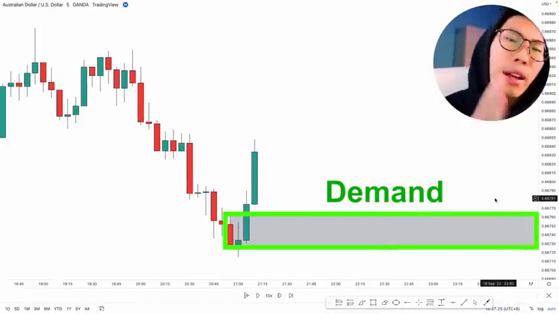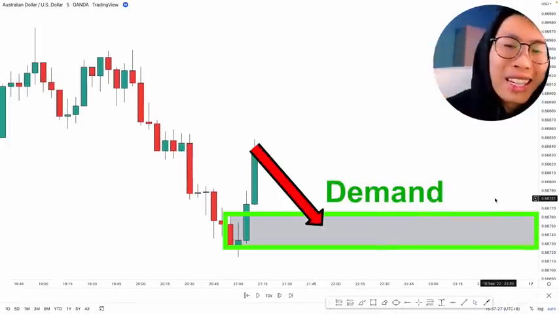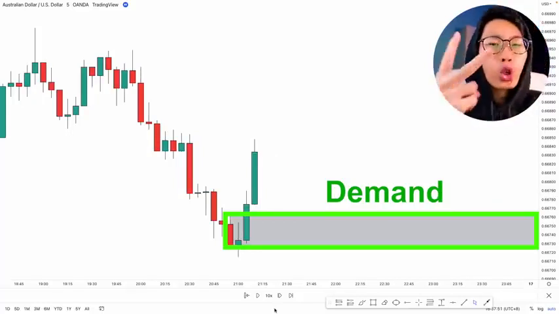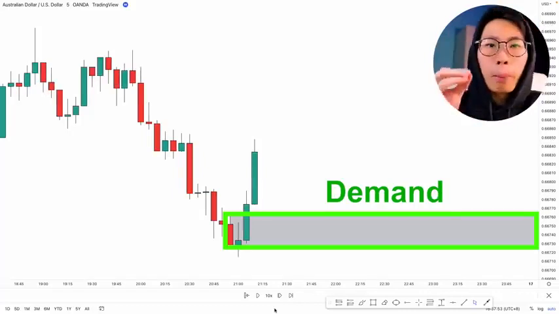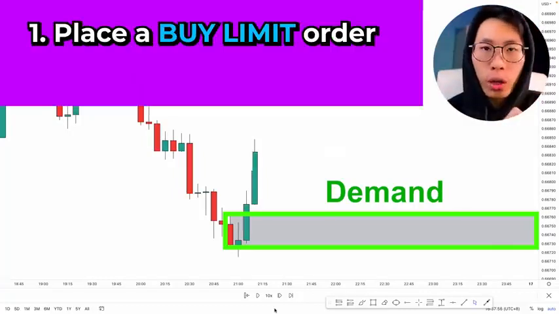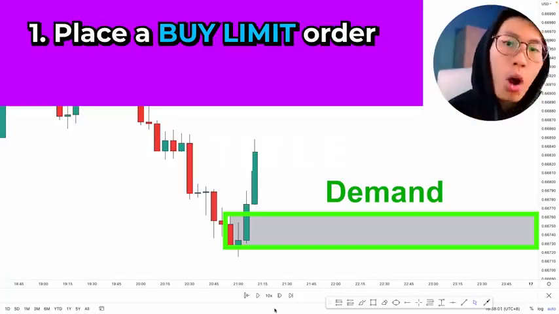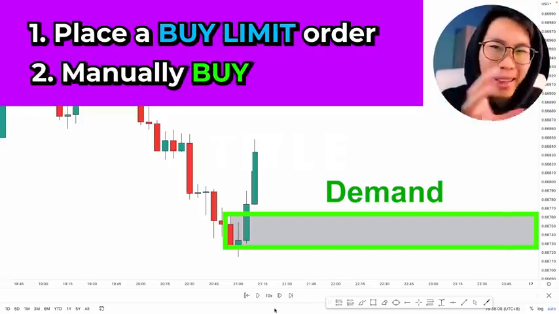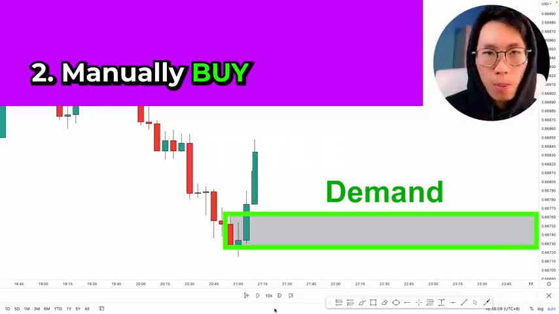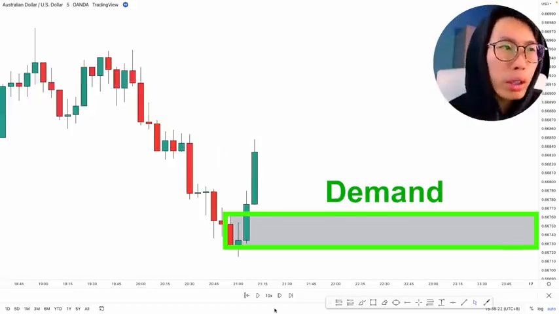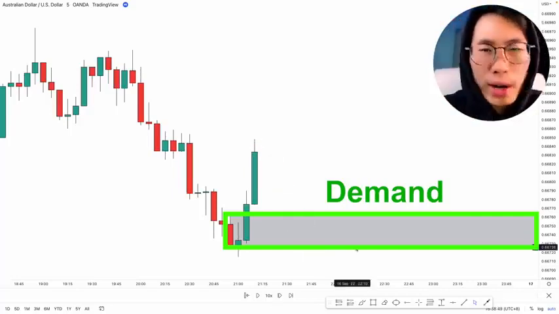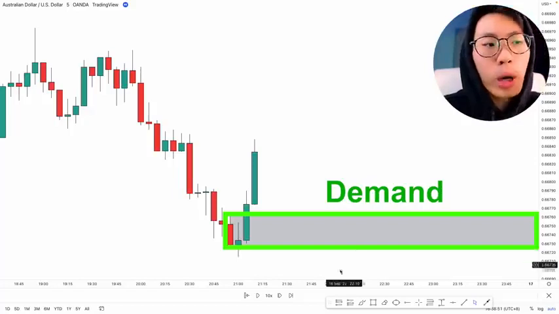So right now, we are waiting for price to come back down to this demand zone to retest it before entering for the trade. There are basically 2 ways where you can trade this. You can either place a buy order at the demand zone so that when the price gets down there, your broker will automatically get you into a buy position, or you can manually enter the trade after you see what price is doing at that area, which is the one that I like more. Because remember, no matter how strong the demand area is, there is always a chance that price is going to break past it. So right now, I'll be patiently waiting for price to come back down to this area.